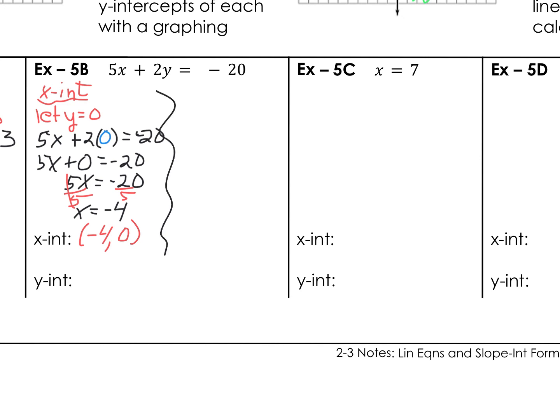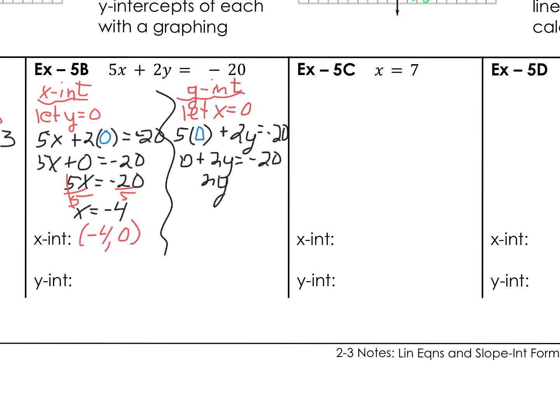All right, so let's find the y-intercept. For the y-intercept, you're going to let x equal 0. This time I'm going to put substitution parentheses around my x in x plus 2y equals negative 20. Putting 0 in, I get 0 plus 2y equals negative 20. 2y equals negative 20. Then we're going to divide by 2, and we get y is equal to negative 10. So I know that in my y-intercept, the y value is going to be negative 10, and because we let x equal 0, the x value is 0.